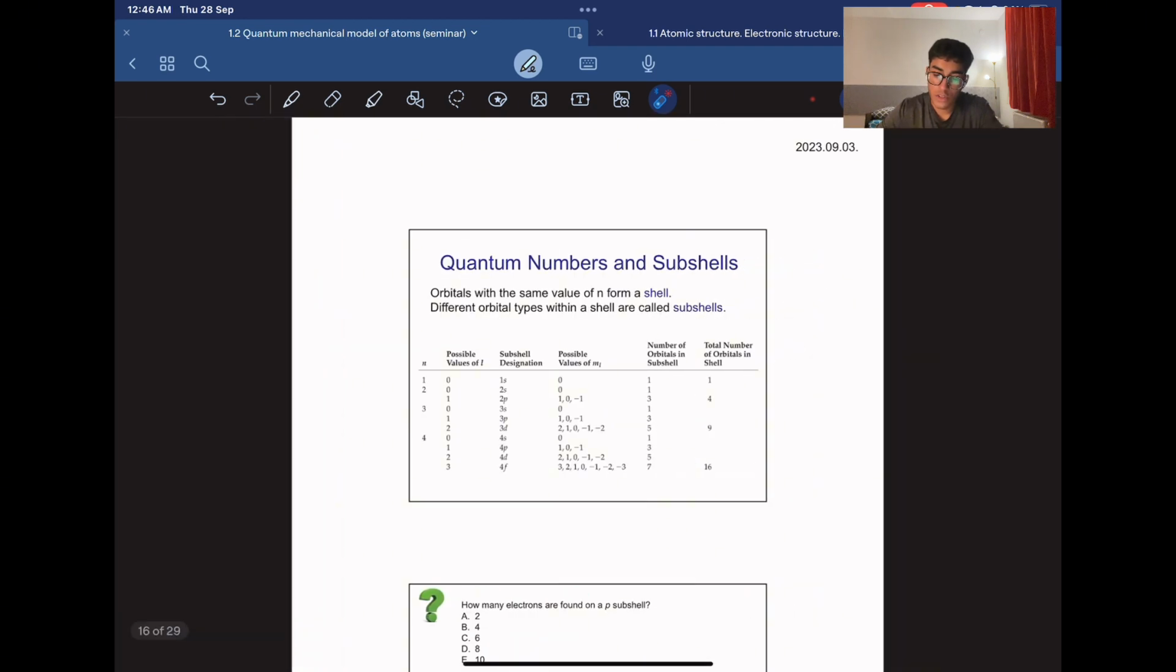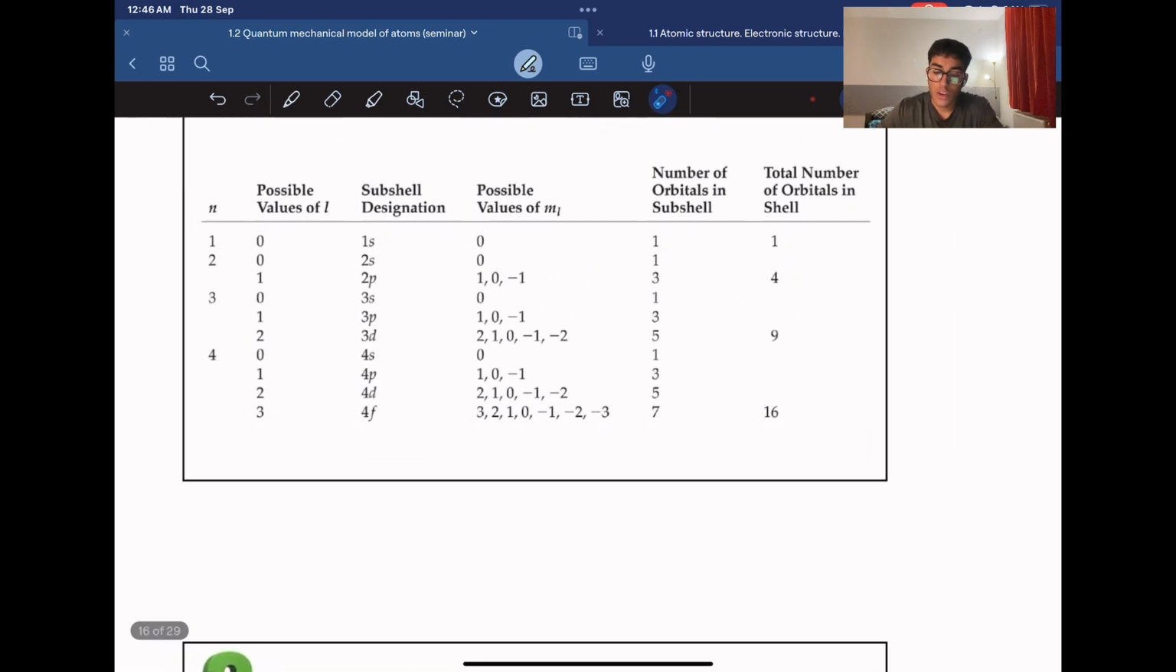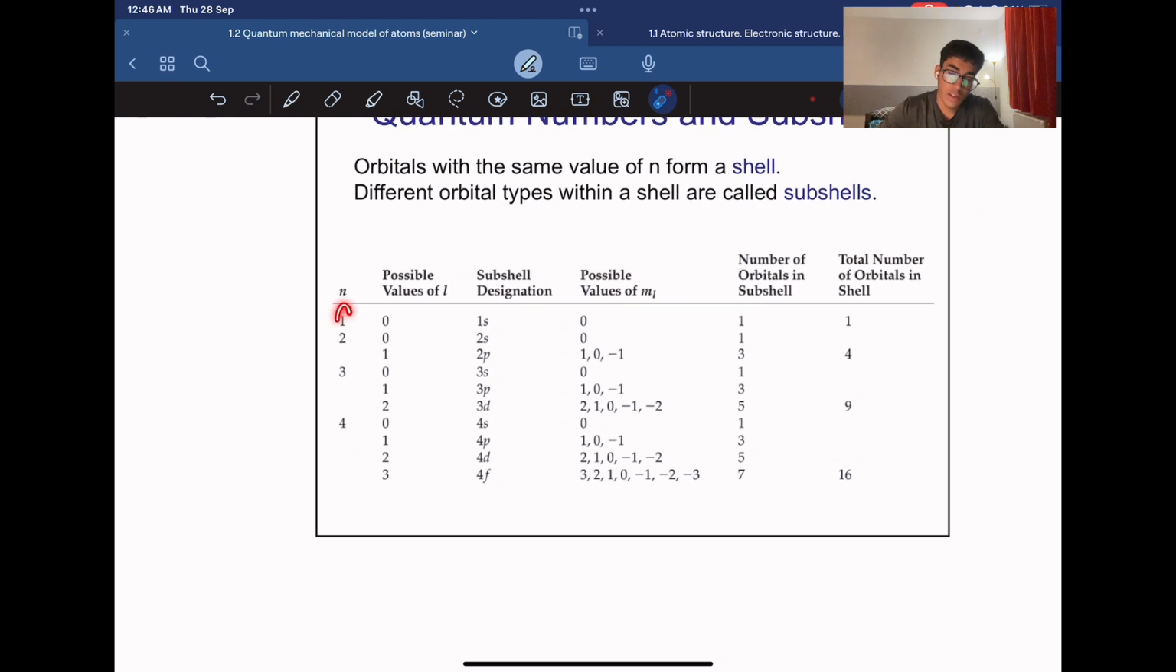Was there no questions here? There are going to be questions later on. Quantum numbers and subshells, you can just see here. When n is 1, possible values of L are 0, because you can just go from 0 to n minus 1.